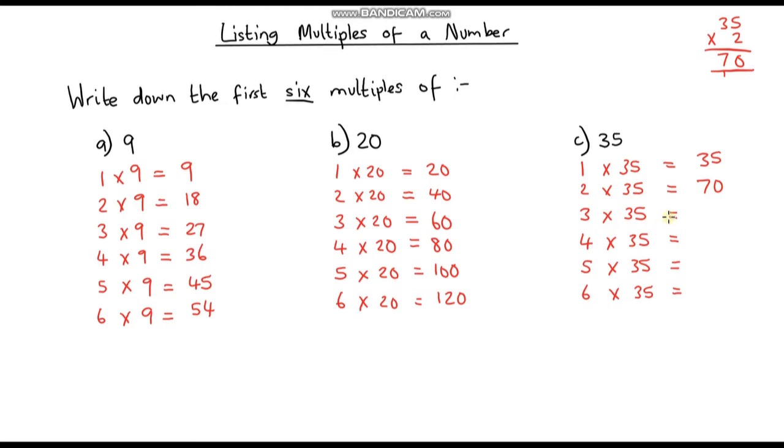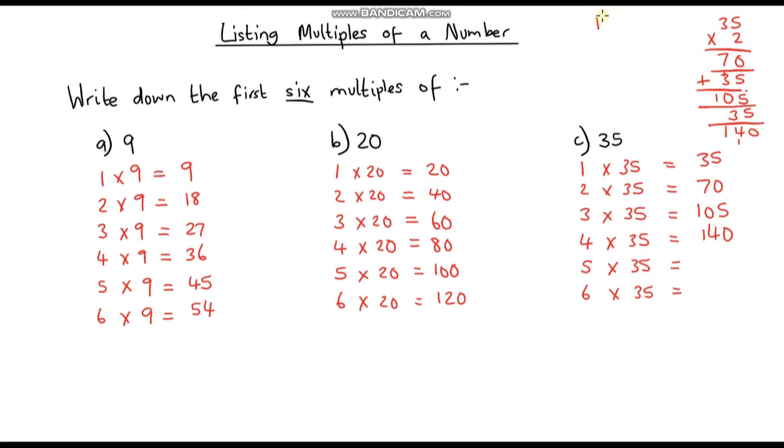And 3 times 35, well, we're just adding on another 35. So we're taking 70 and we're just adding on another 35. So 0 plus 5 is 5. 7 plus 3 is 10. So that takes us to 105. Now 4 times 35, again, we're just adding on another 35. So 105 plus 35. 5 plus 5 is 10. Carry the 1. 0 plus 3 is 3, plus 1 is 4, and then 1 plus 0 is 1. So that is 140. 5 times 35, let's add on another 35.